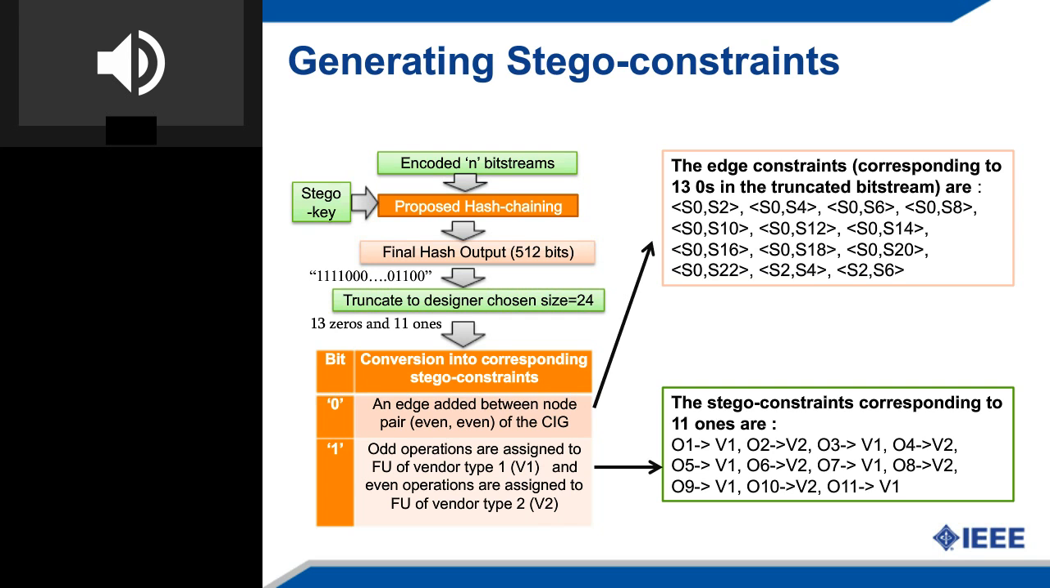So if an edge is added between the even node pairs, the edges would be S0, S2, S0, S4, S0, S6, and so on until you have S2, S6. And for the FU allocation, operation number 1 is assigned to the hardware of vendor type 1, operation number 2 to hardware of vendor type 2, and so on until operation number 11 is assigned to hardware of vendor type 1. The rule states that odd operations are assigned to the FU of vendor type 1 and even operations to the FU of vendor type 2. So using such encoding rules for the bit streams, you can generate the edge constraints and the corresponding stego constraints for the FU allocation phase of an HLS process.